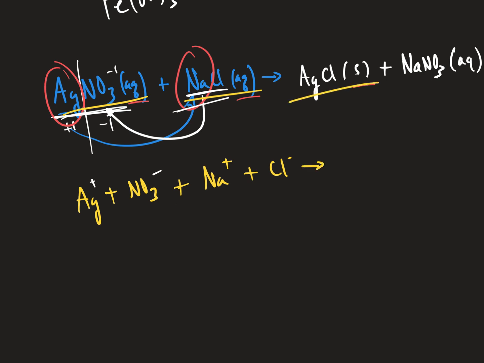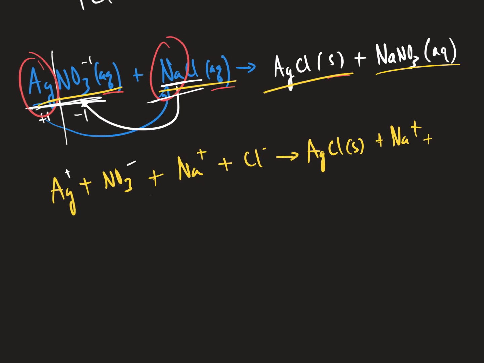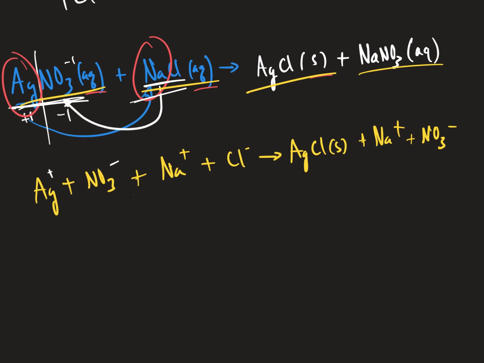Does this one split up? Why not? Because it's insoluble. It produces a solid, so we're going to write that as a solid altogether. AgCl as a solid. We're going to leave that as is. We only split up aqueous. This is aqueous, so we split it up: Na plus and NO3 minus. Good? So this is the complete ionic equation.